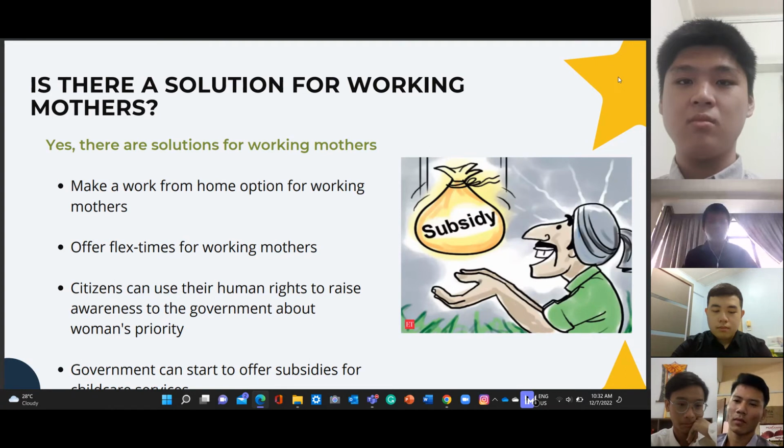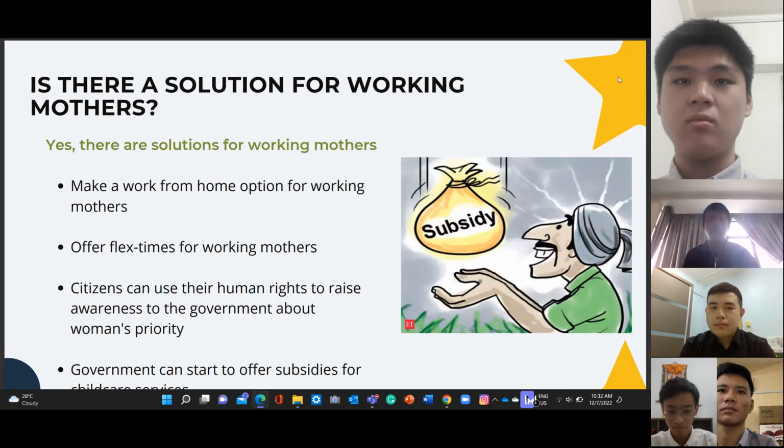As for short-term solutions, okay, managers can allow working mothers to work at home so that they can juggle work and their children at the same time, so that it will give flexibility. It will be more flexible for working mothers because they can juggle two things at one time. This will make sure that working mothers are more convenient and they do not have to worry about who is going to take care of their children while they are at work because they can do two things at one time.